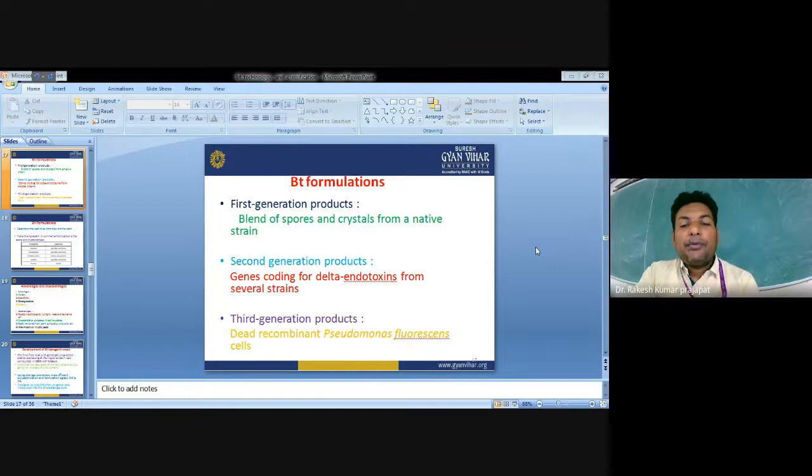Now, if you look at the BT formulations, there are three generations of BT formulations that we are using nowadays. The first generation product is a blend of spore and crystal, which form native strains. The second generation product uses genes coding for delta endotoxins from several strains. The third generation product is dead recombinant Pseudomonas fluorescens cells.